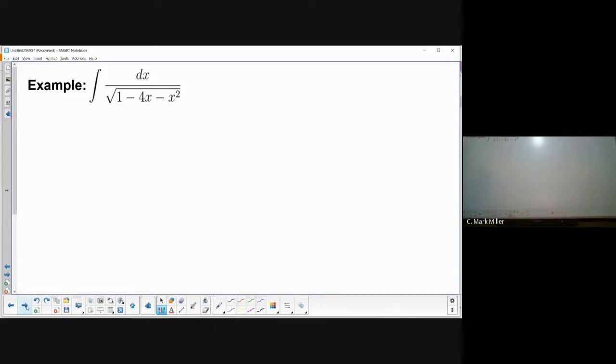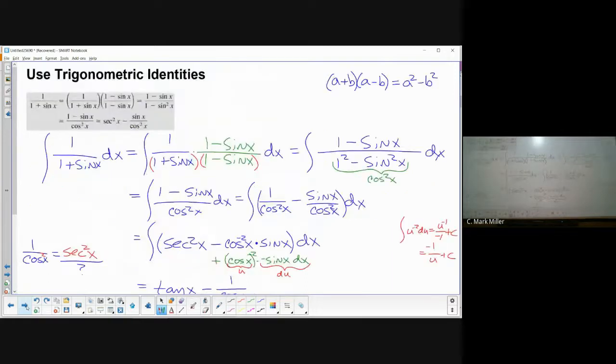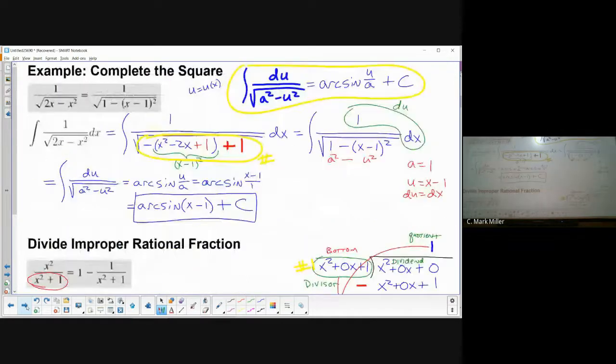That looks a little like... You have a square root in the bottom. Complete the square. It's not in the form of anything on that table. If this were not there, that would be in the form of arc sine. If that x weren't there, but that x is there.